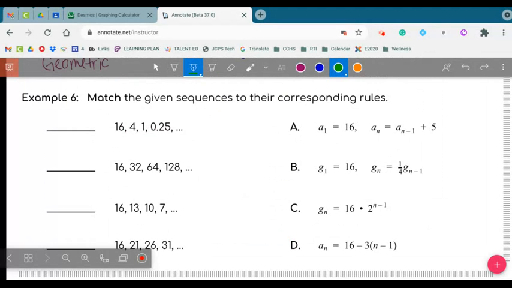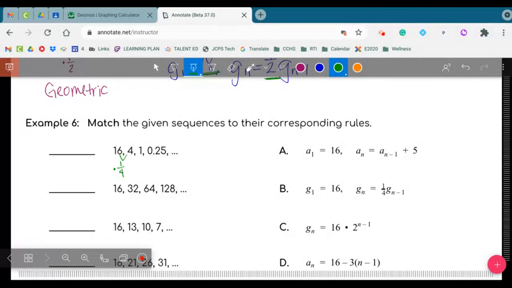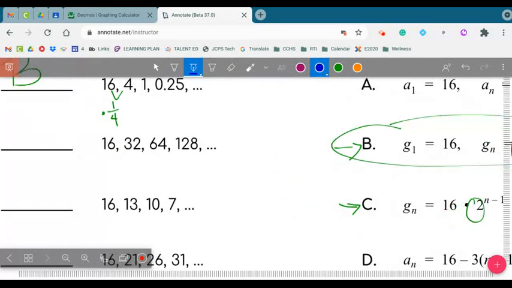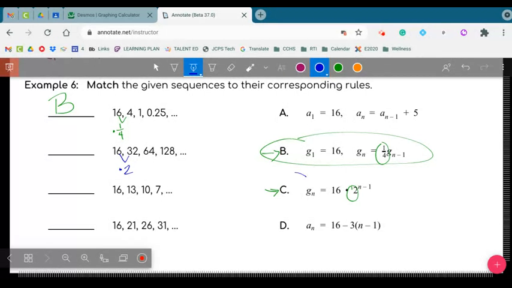Match the given sequences to their corresponding rules. So the first one, you go from 16 to 4 to 1 to 0.25. So you're multiplying by a fraction. You're multiplying by 1/4. So this has to be geometric, so it has to be B or D. So let's look at our common ratio. This one's 1/4 and this one's 2, so it clearly has to be B. Next one, you're going from 16 to 32 to 64 to 128. You're multiplying by 2. So it has to be geometric, which our other one would be the C, because of the 2.